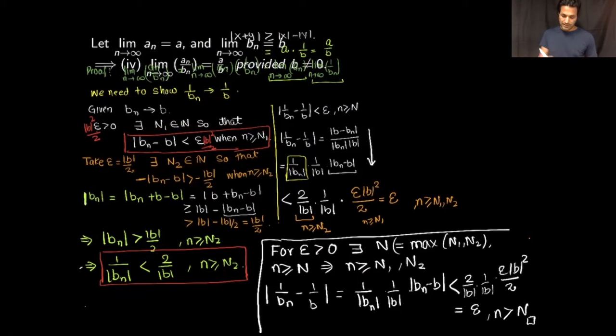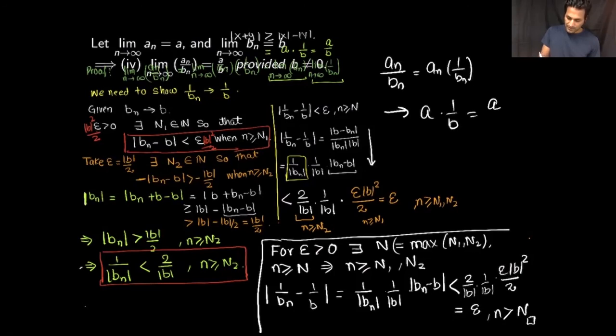So as you can see, in the very beginning of this proof, I showed you that an over bn can be written as an times 1 over bn. Therefore, this converges to A, and then this converges to 1 over B. So this implies the product converges to A times 1 over B, or in other words, an over bn converges to A over B. So this completes the proof of the last part of this theorem.